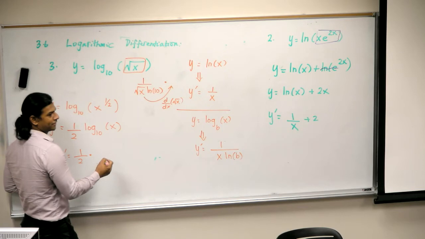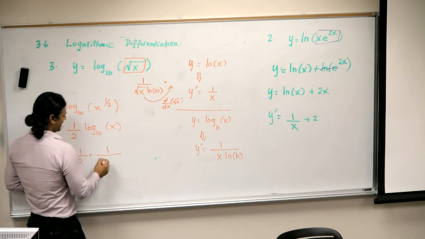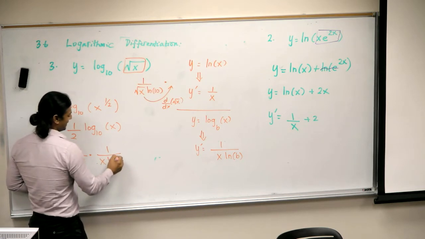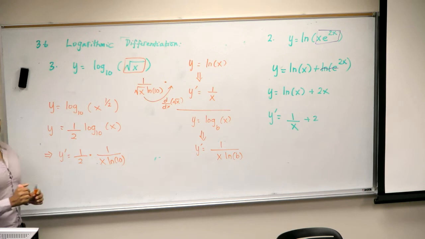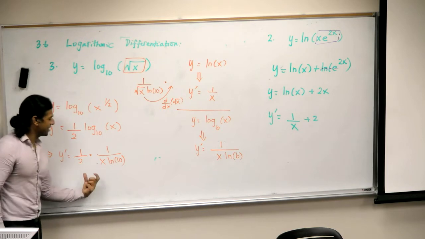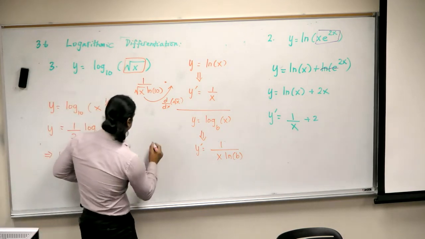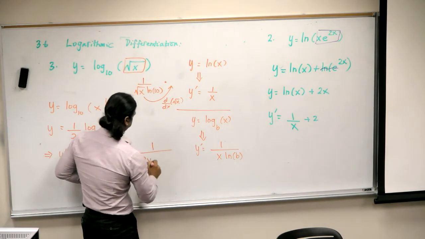Oh, wait, sorry, I mean 1 over. I'm sorry. So 1 over x times ln of 10. I knew exactly what you were saying. So the answer here is 1 over 2x times ln of 10. Yep.